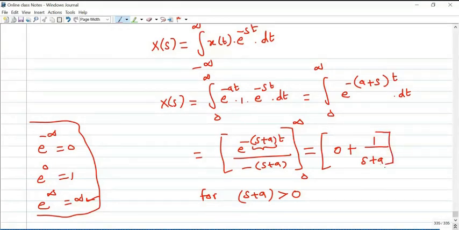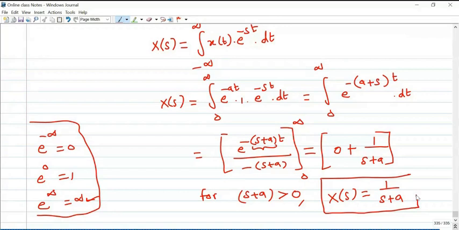Okay. So what I derived, for s plus a greater than 0, X of s equals 1 divided by s plus a. The Laplace transform of e power minus at times u(t), the result is 1 divided by s plus a. The region of convergence condition we have to derive from this particular expression, s plus a greater than 0. If you assume s plus a less than 0, that is a negative value, minus into minus plus. So e power t, if you substitute t tends to infinity, your entire result will be infinite.